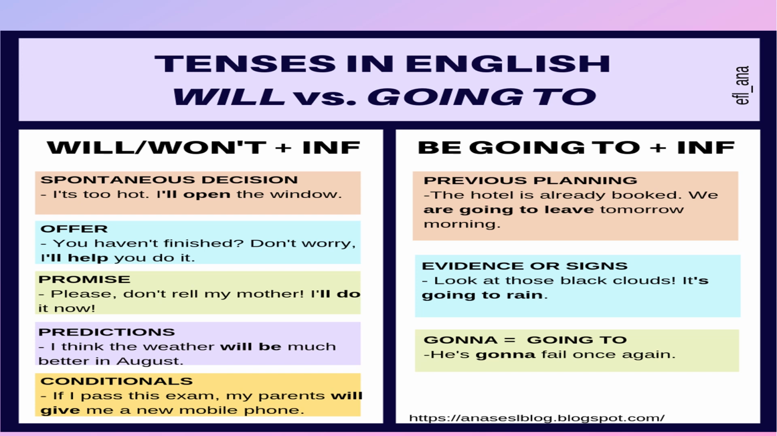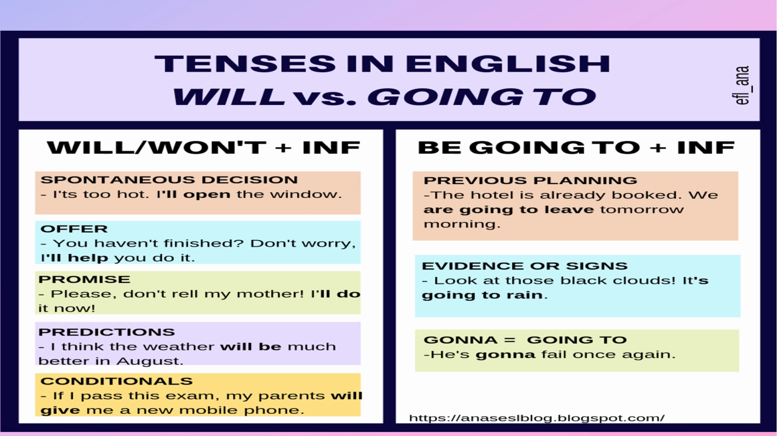And then for the right hand side, we will be discussing be going to. So when you're previously planning an activity, or you can see that there was previous planning within the sentence, you will use be going to or are going to, right? Or going to. So in the example, you can see the hotel is already booked. So you see previous planning. So then you will insert, we are going to leave tomorrow, right?